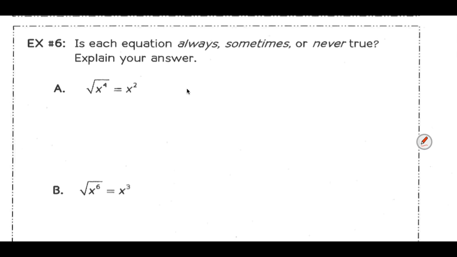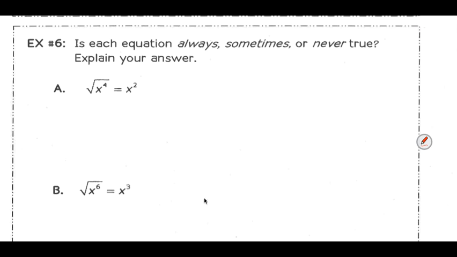So for A, square root of x to the 4th is x squared, and this is something that is always true, right? Because we don't need absolute values around our answer. This is always positive, so that's not a problem. We don't have any problems there. That is always true, okay?